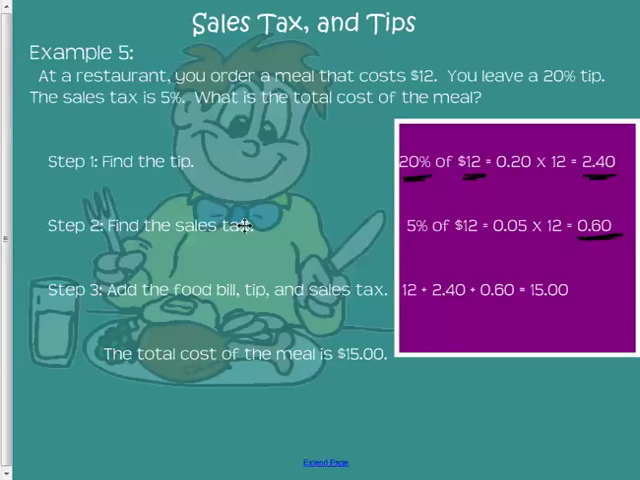Now, when you find the sales tax and the tip, you're finding it both from the 12, not from your $2.40 with your 12. A lot of my friends do that, and I tell them, no, you do not have to tip and figure out your tax based on anything but your total cost of the meal. So when we add them all together, I get $15. So the total cost of the meal is $15.